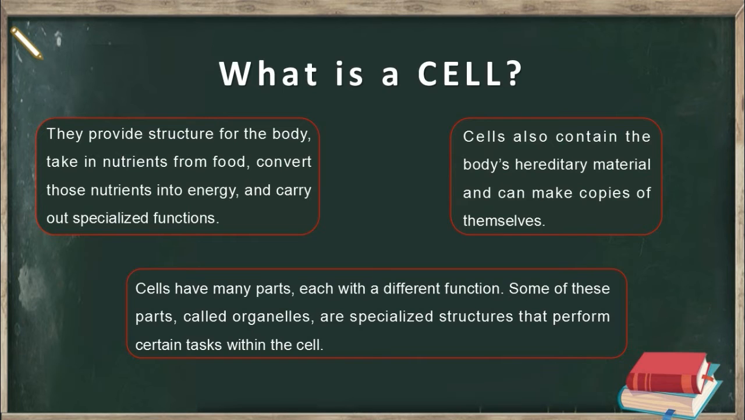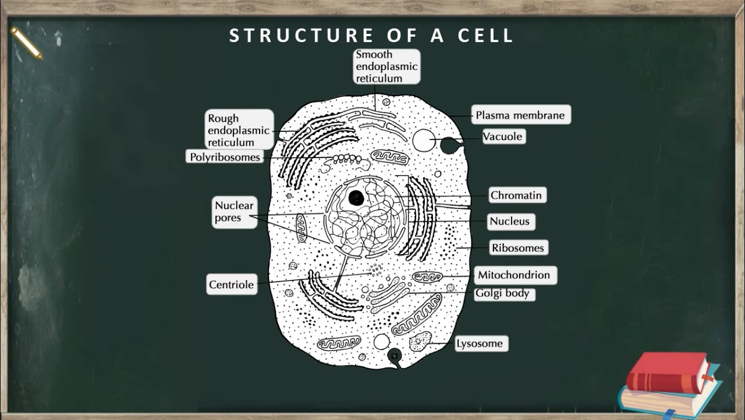Cells have many parts, each with a different function. Some of these parts, called organelles, are specialized structures that perform certain tasks within the cell. This picture shows the structure of a cell. As you can see, nuclear membrane, mitochondria, lysosomes, Golgi body, endoplasmic reticulum, ribosomes, chromosomes are some of the most important cell organelles. We will be discussing in detail about these organelles as we go through the video.